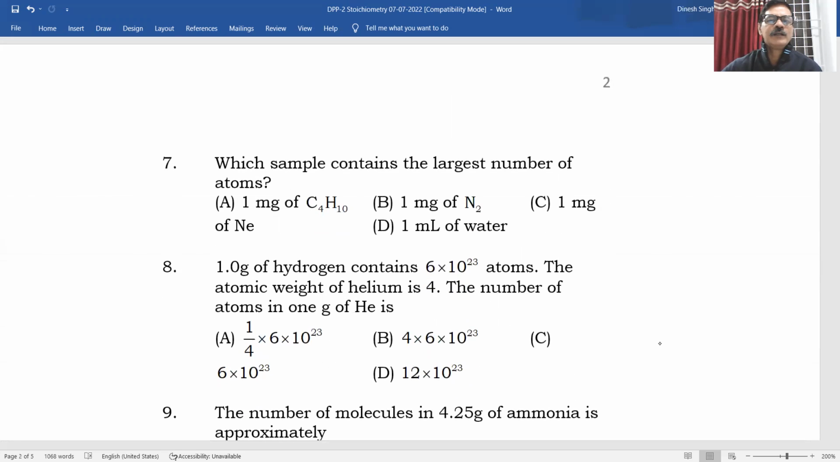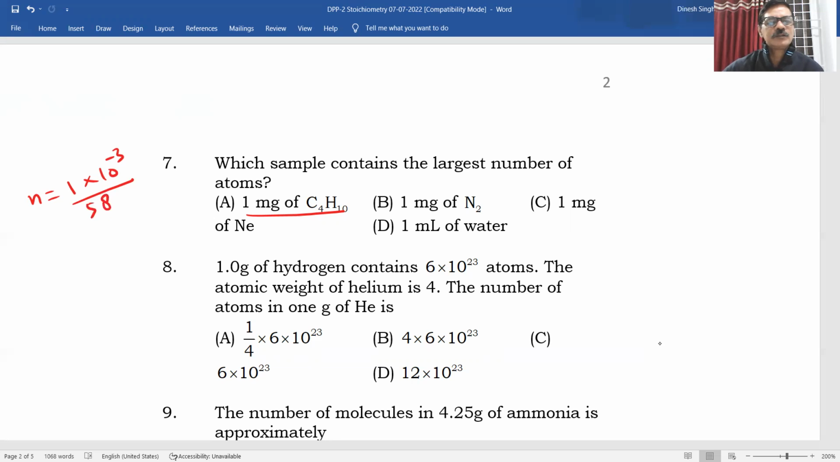Which of the following samples contains the largest number of atoms? 1 milligram of C4H10. 1 milligram means the moles of this will be equal to how many? 1 into 10 power minus 3 divided by its molecular weight. So molecular weight of this one will be how much? 12 into 4 is 48 plus 10, 58.